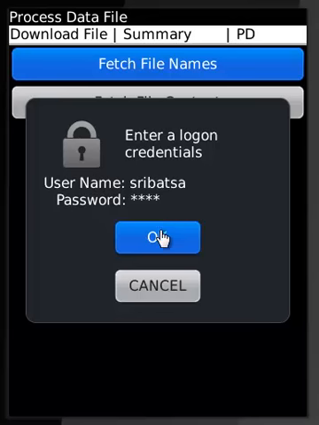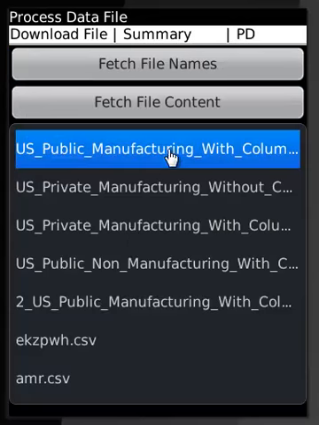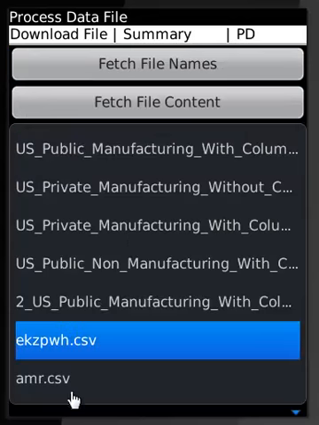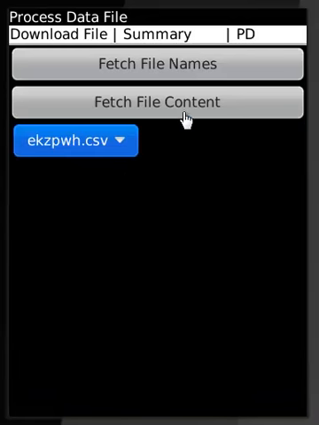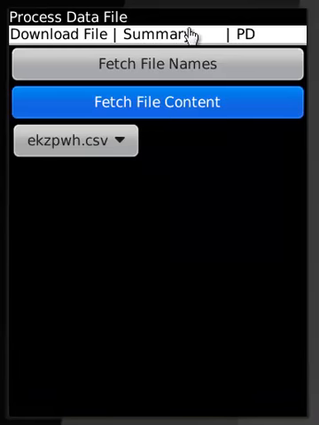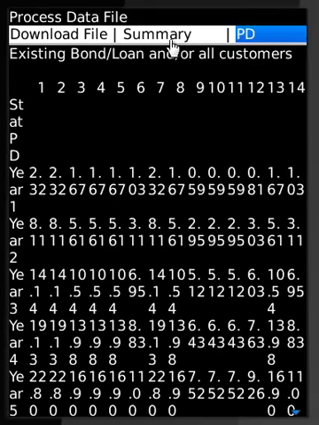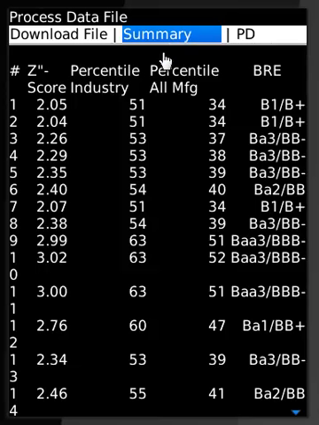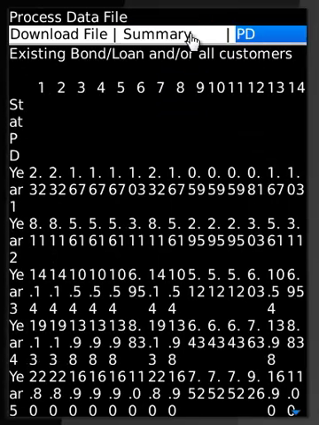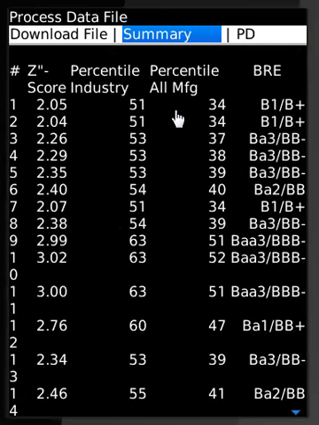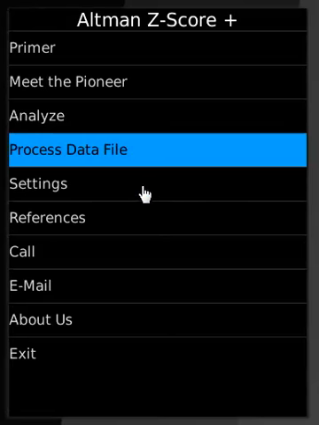Okay, we entered the login and password. It fetched the data file, so we picked up a file, and we're going to pick up the file content, and then we see the summary, we see the result. So here in this case, as you can see, this is very helpful because we can see the trends. We don't have to do a lot of typing.